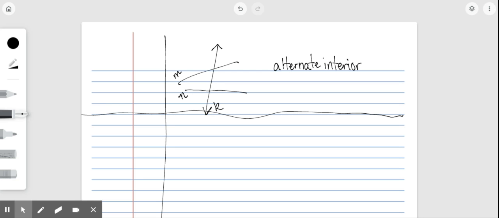Okay, so we talked about corresponding. Now let's talk about alternate interior. Alternate interior angles are on the inside of the two lines that are crossed by the transversal, and they're on opposite sides of the transversal. So inside the two lines on opposite sides of the transversal.